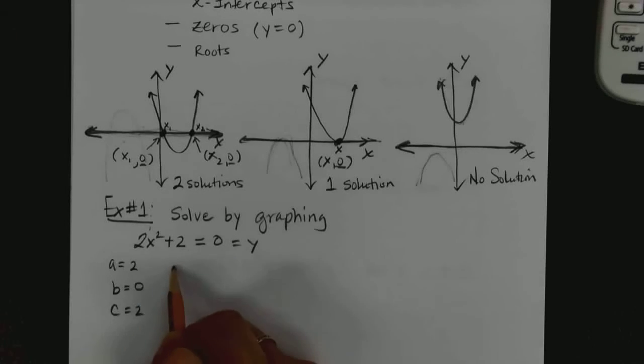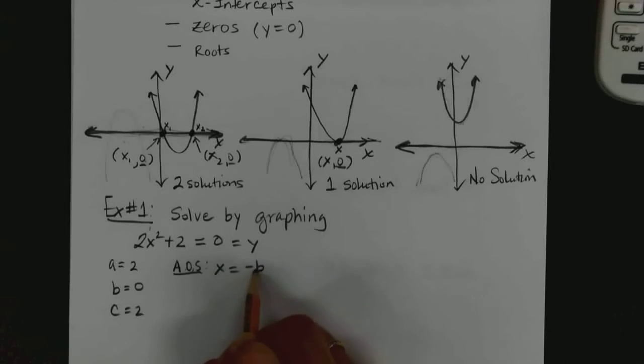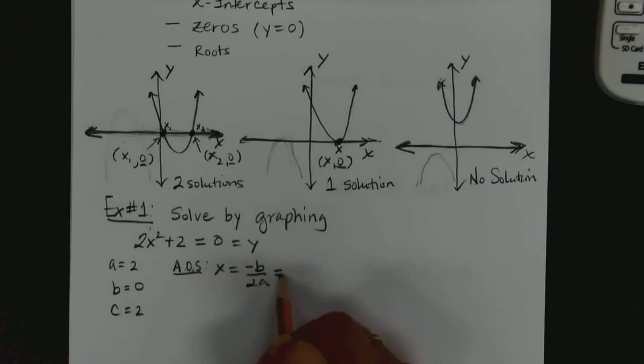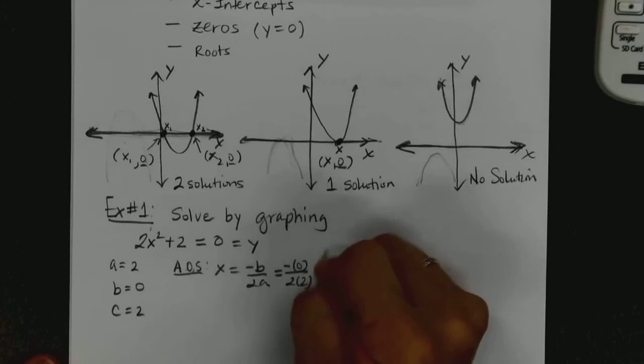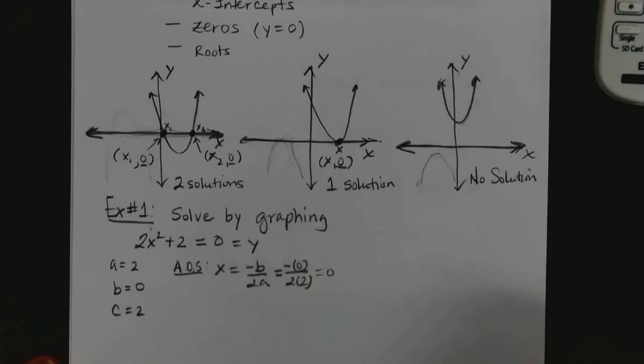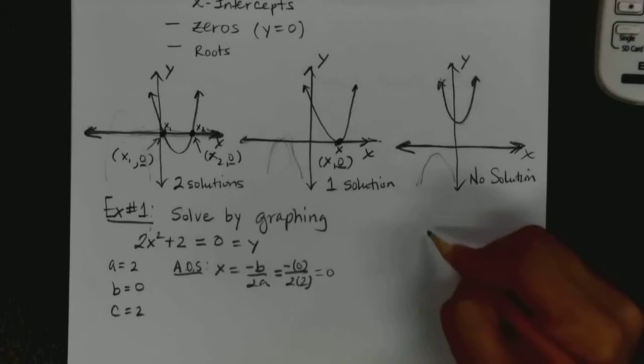So we're going to find our axis of symmetry. Axis of symmetry is x equals the opposite of b over 2a, which is the opposite of 0 over 2 times 2. And 0 divided by 4 is what? 0. So there's my axis of symmetry.